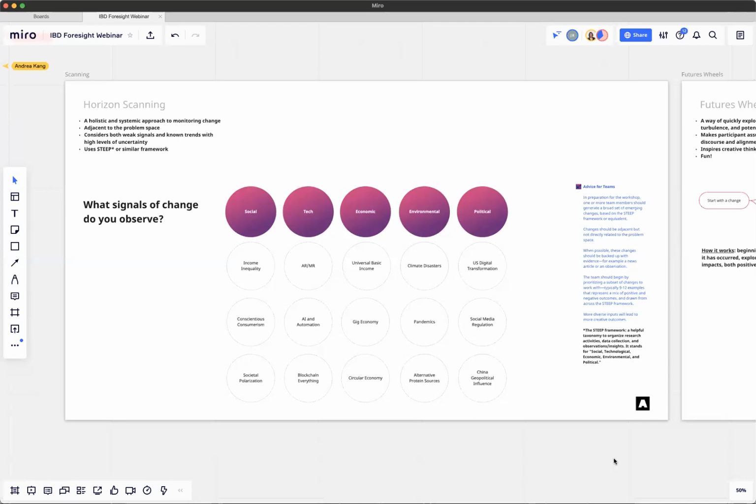That's the second thing about horizon scanning, is we want to make sure that the changes we identify that we're paying attention to are outside of our core domain, but also not so far outside that they are irrelevant.